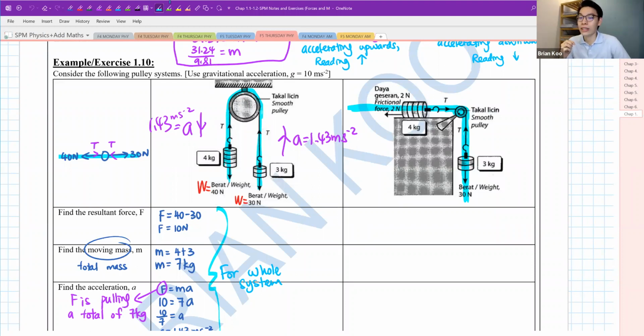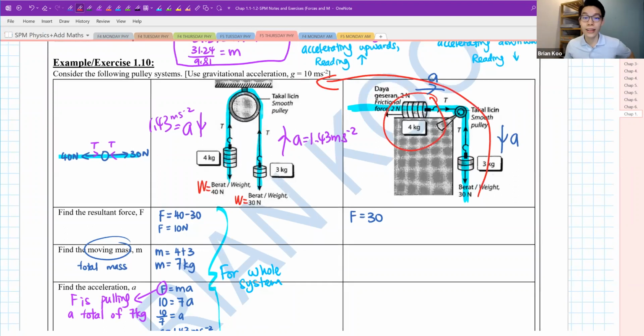When you find out the resultant force, you only need to consider this light blue color one. Anything in the direction of this light blue color one. Because the resultant force will just be 30 Newton. I know the whole system will travel like this. It will accelerate down, go down. Some people say, oh, teacher, this one 4 kg, so it will travel upward like that. What did you learn in science? What happened to gravity? So it doesn't go up, please. It goes down.